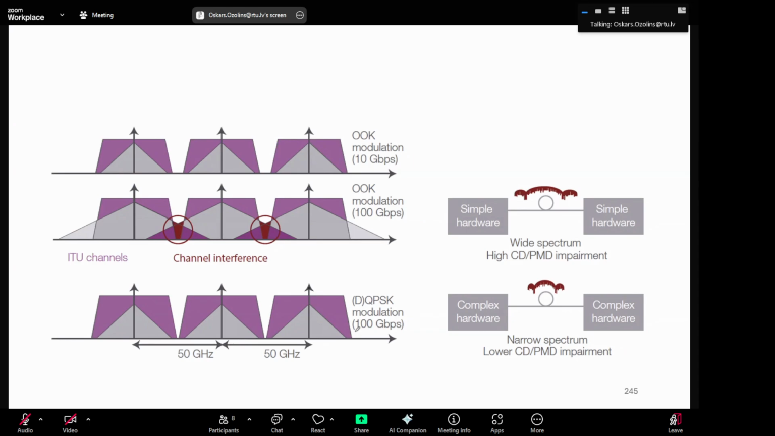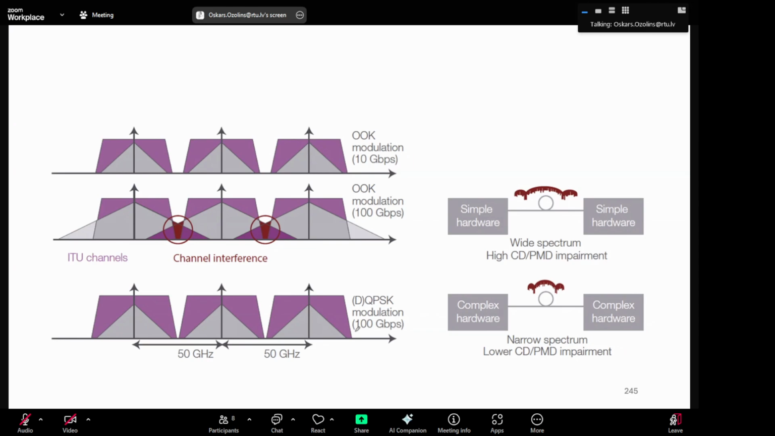So there are limited things you can do with digital signal processing. But in coherent modulation formats, you really modulate amplitude and phase. So you have both amplitude and phase information, which gives you more freedom to do digital signal processing. And you can easily also compensate for chromatic dispersion with the digital signal processing in coherent, after the coherent receiver.